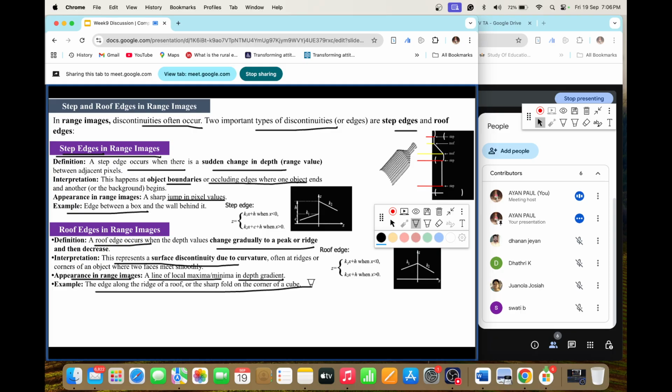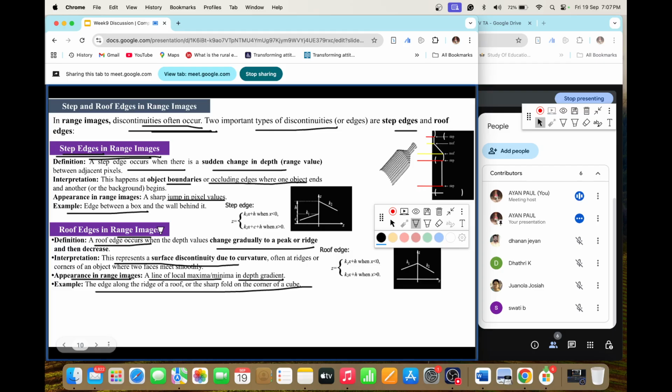Again, if I talk in layman's terms, range images have some discontinuities or edges. There can be two types of edges: one is the step edge and another one is the roof edge. Step edge means a sudden change in depth range values between adjacent pixels. Roof edge means a gradual change to a peak and then a decrease. So by this we can understand what a step edge is and what a roof edge is.